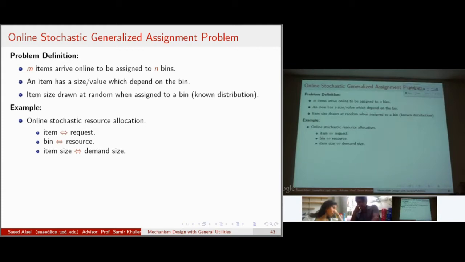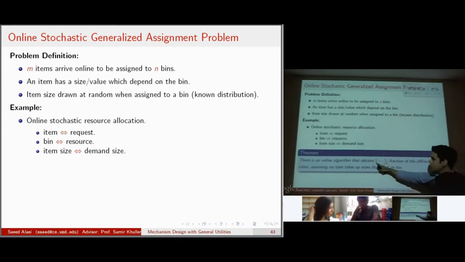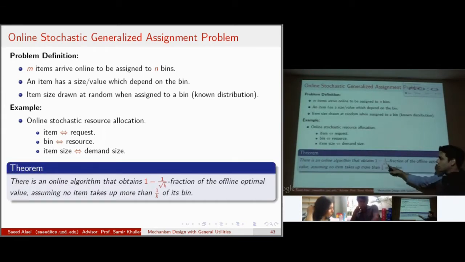This is a generalization of the stochastic knapsack problem. In stochastic knapsack you have one knapsack; here you can have multiple knapsacks. And we show that you can obtain this fraction of the optimal offline using an online algorithm, where k assumes that the size of each item is no more than 1/k of the size of each bin. Another example could be job scheduling, where jobs arrive online and you have to schedule them. We don't know the resource demand of a job exactly until we schedule it, but we know the distribution in advance.